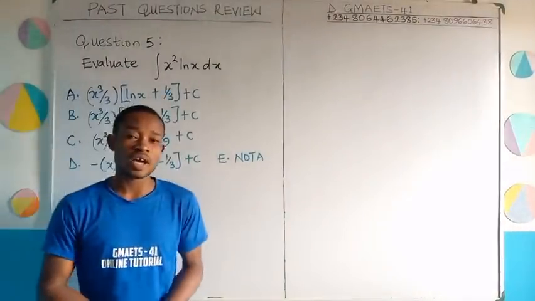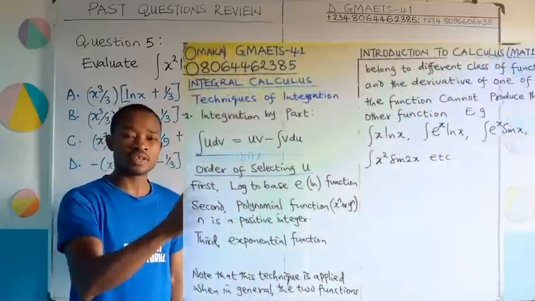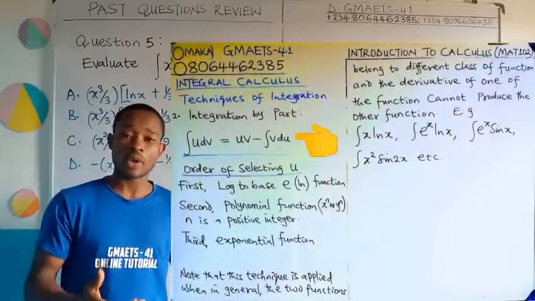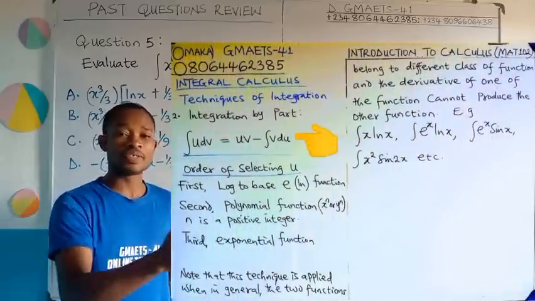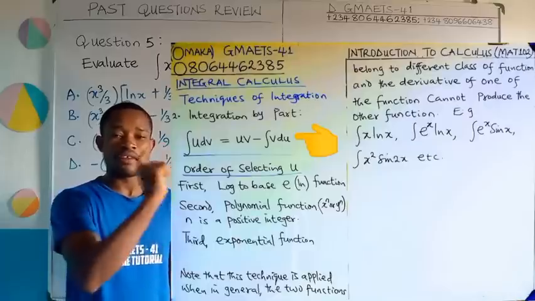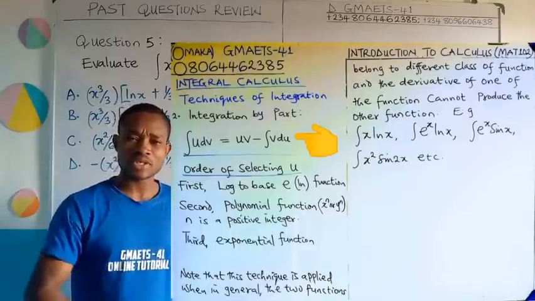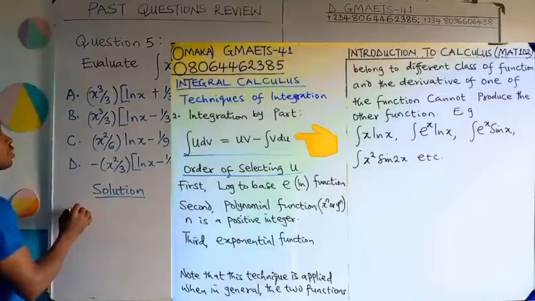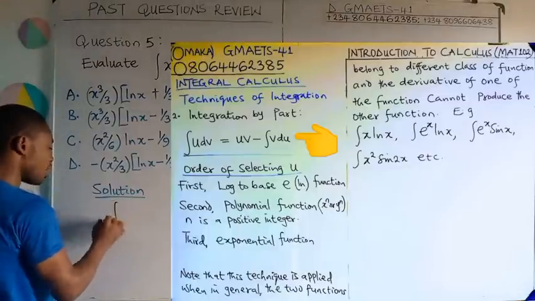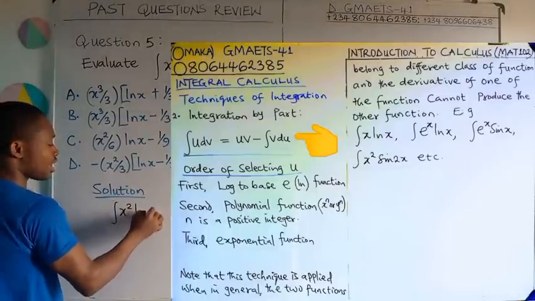The formula simply tells us if you're given integral u dv to evaluate, the answer is equal to u times v minus integral v du. And so I'm going to do that swiftly on the board here. The question given to us to evaluate is integral x squared ln x dx.